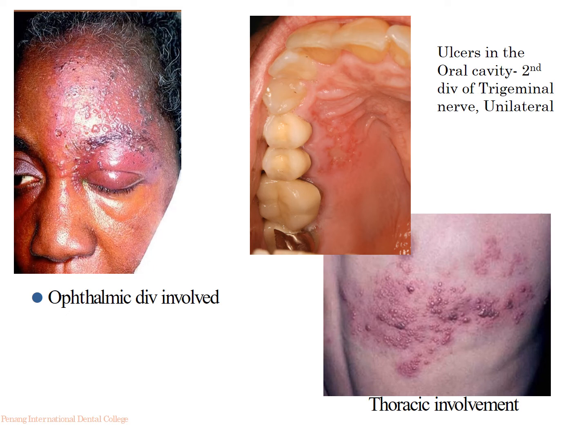The last image here is showing thoracic involvement, again unilateral, along the distribution of the dermatome. This pattern of vesicles is called a zosteriform pattern and is very unique to herpes zoster infection.